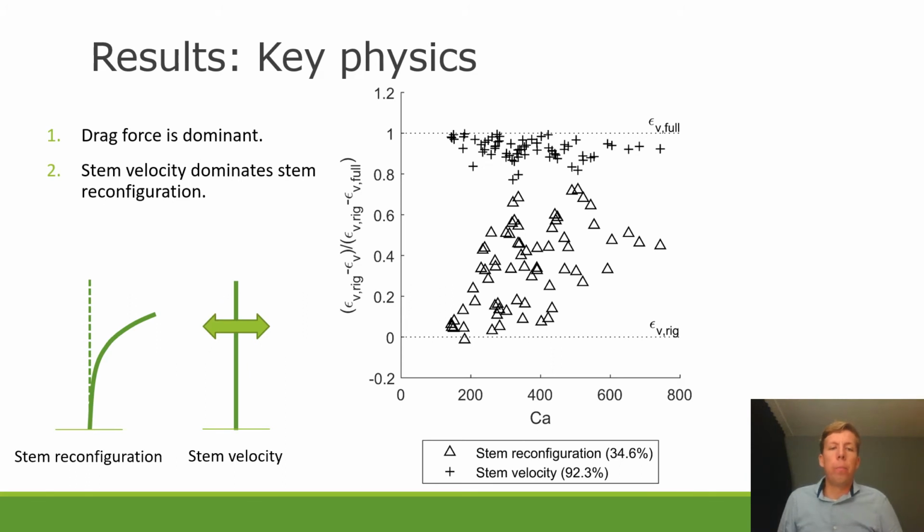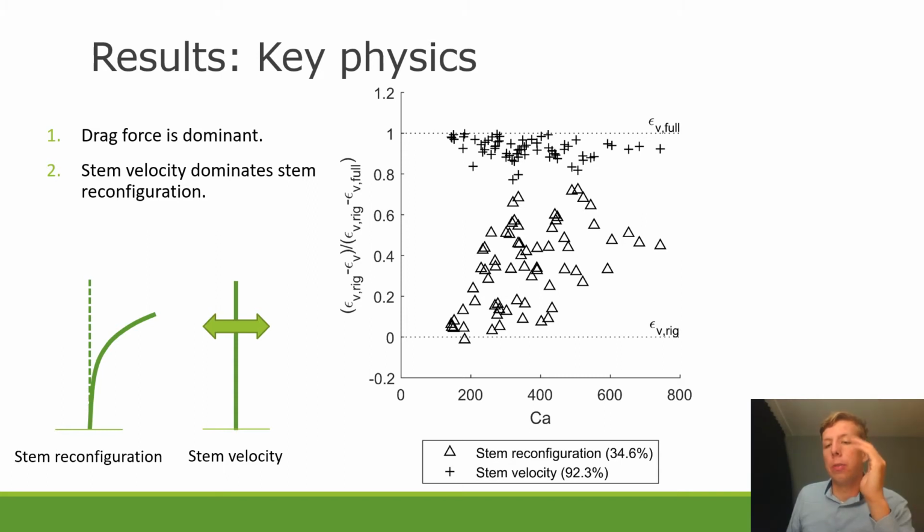Second of all, we compare the stem reconfiguration effects against the stem velocity effect. The stem reconfiguration effect here is the fact that the plant bends under the wave forcing, due to which the horizontal component of the wave forces, which is typically dominant, becomes less important, and because the horizontal component is usually the largest component of the wave force, the total wave force that is being dissipated reduces, which leads to less wave damping.